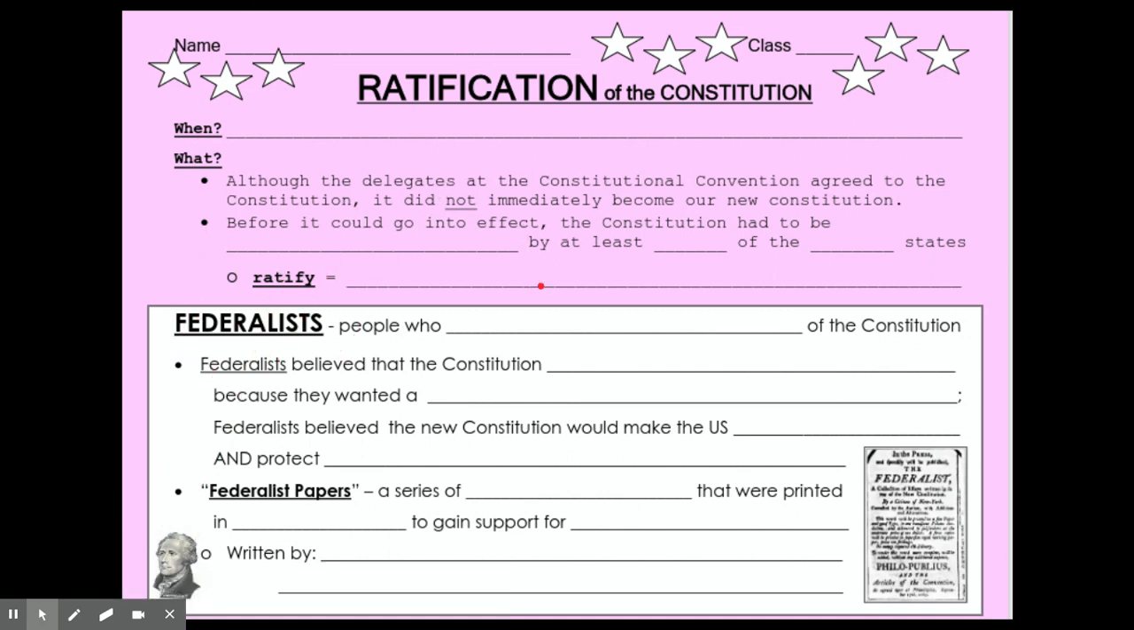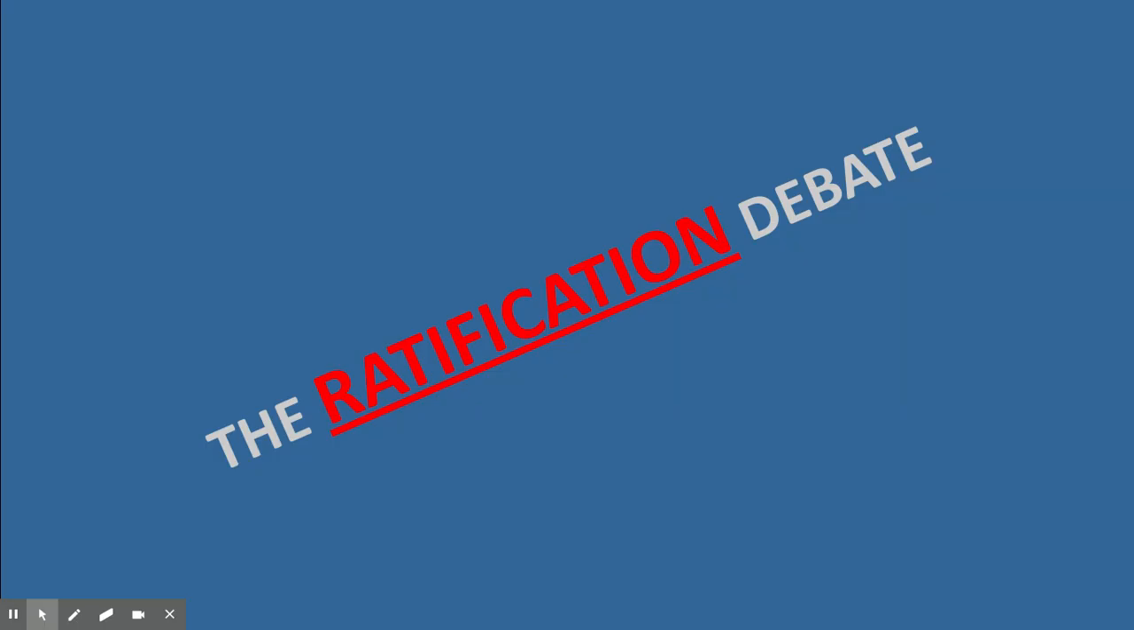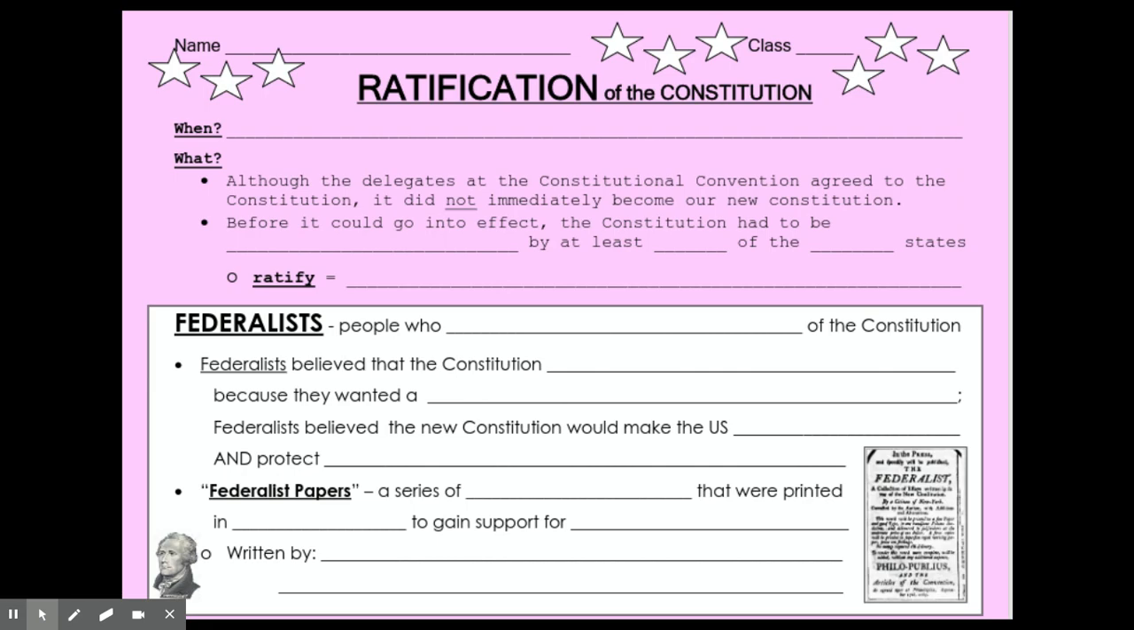So the Constitution gets written in Philadelphia, 1787, the Constitutional Convention, 55 delegates from 12 of the 13 states. They write this document. Even though they are technically overthrowing the national government, they put it out to the states and say, okay, states, it's up to you now. You decide whether we're going to accept, adopt, or the word is to ratify it or not. Now, this is the ratification debate, the debate over that.